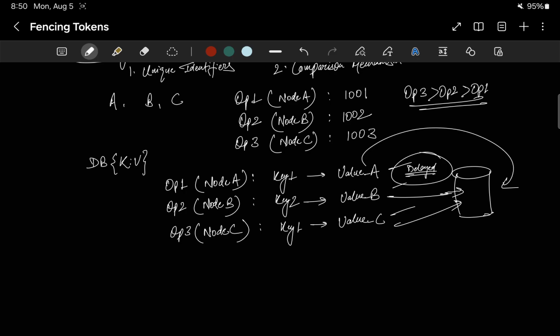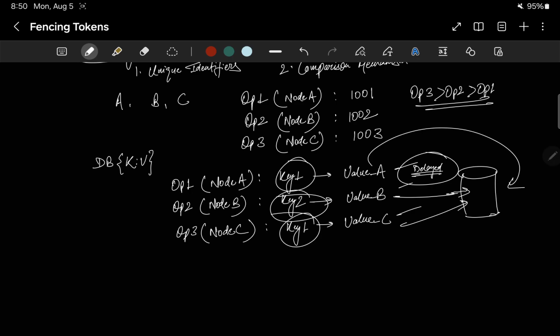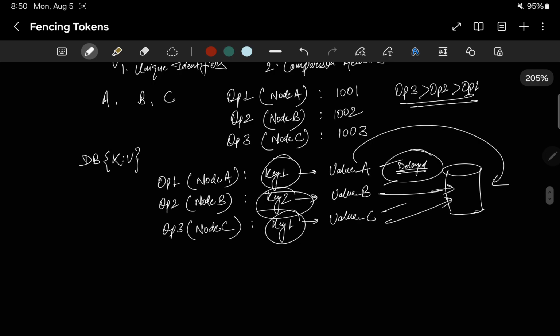But when we see the fencing token, we will know that, okay, operation 1, which was performed by node A, had a lower fencing token than operation C, because only those two are performed on the same key. So it has to be discarded. Operation 1 came after operation 3, so it must be discarded. There is no problem with key 2, because key 2 is not compromised, it's not shared. Only key 1 was shared between two node operations.